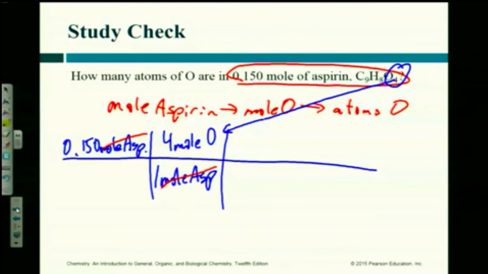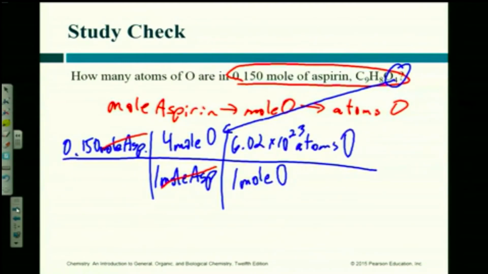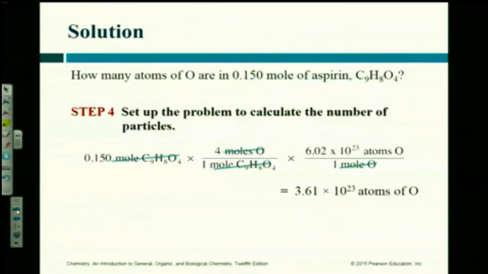What have we been doing? We've been converting moles into atoms, haven't we? Because we know that 1 mole, in this case oxygen, is 6.02 times 10 to the 23rd atoms of oxygen. Why are there 3 sig figs in the final answer? Because there's 3 sig figs when we started.